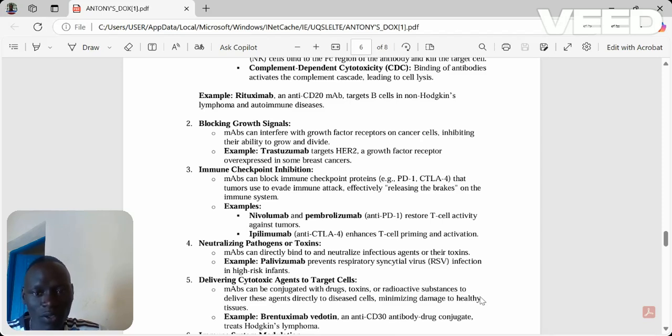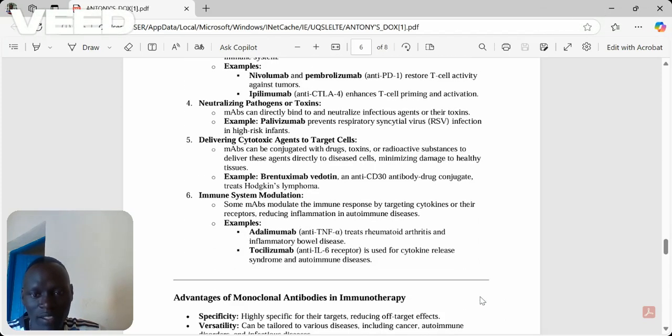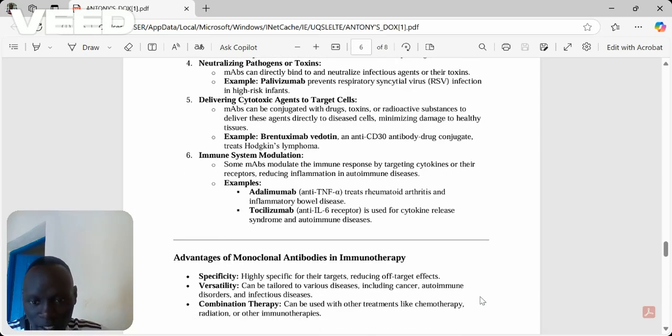Three is blocking growth signals and immune checkpoint inhibition. And lastly, we have immune system modulation. Here, some MABs modulate the immune response by targeting cytokines or their receptors, reducing inflammation in autoimmune disease. Examples are adalimumab, tocilizumab, and so many others.